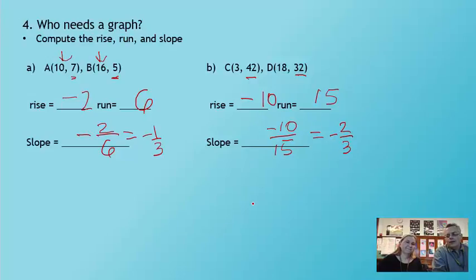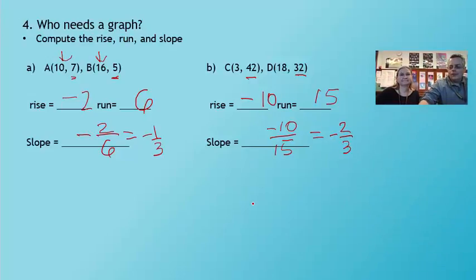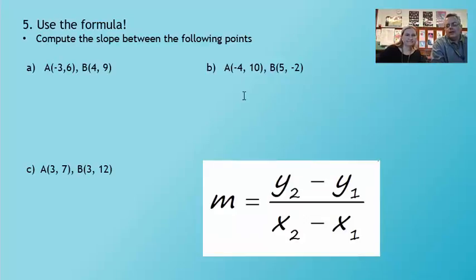Now, that's the idea behind the formula. So we're ready for our last slide here. This is the famous slope formula down here. And it's really what we were just doing. To get the rise, we subtract the y coordinates. We do the second one minus the first one to find the change. And then to get the run, we subtract the x coordinates. So let me label these for you.